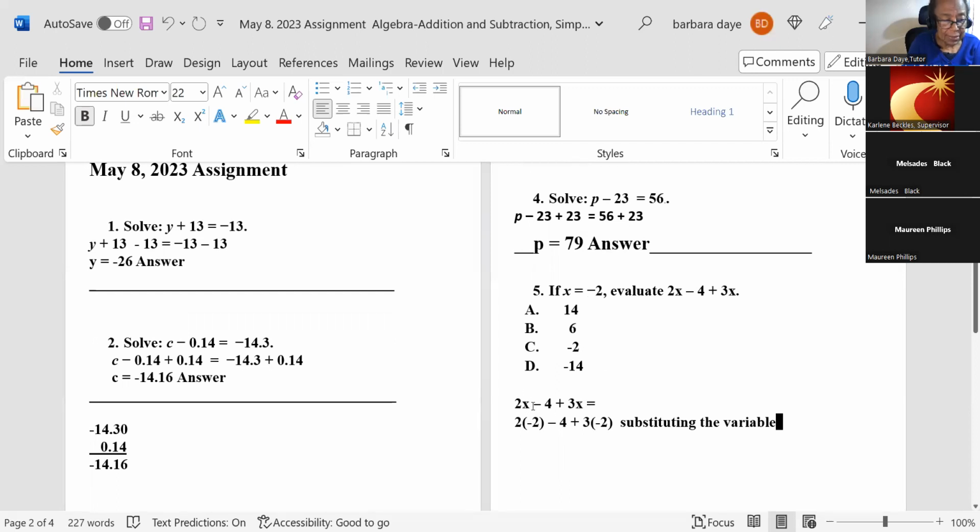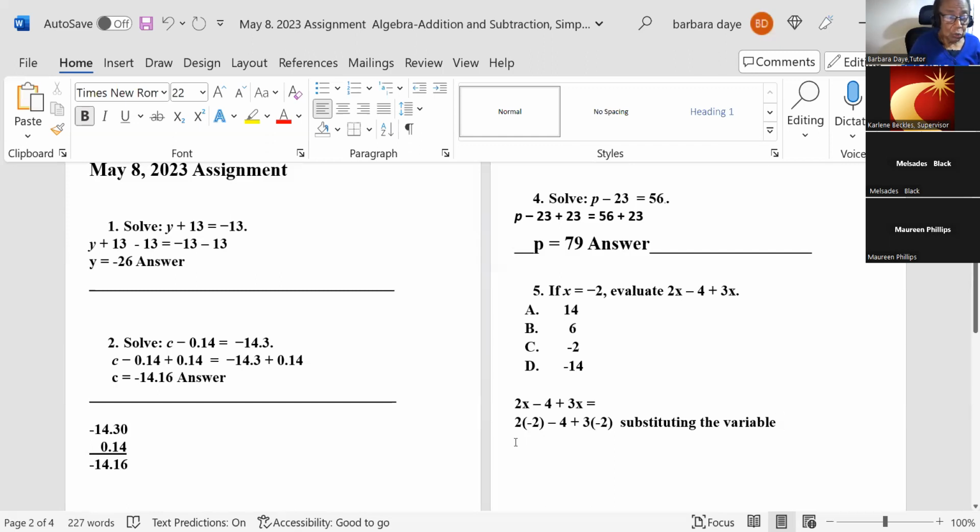So 2x, because that means 2 times x, right? That becomes 2 times a minus 2. Minus 4, that's the next term, plus 3x becomes 3 times a minus 2. Is that clear, the substituting? All you do is bracket the minus 2. Wherever you see an x, you put the minus 2. That's why we say substituting for the variable. We have a value for the variable, minus 2. So wherever you see an x, you want to put a minus 2. Now you can do the actual solving.